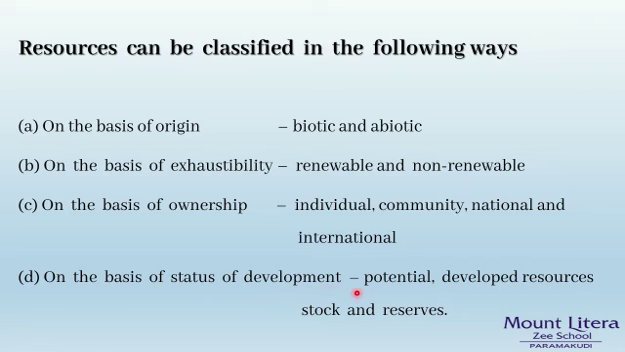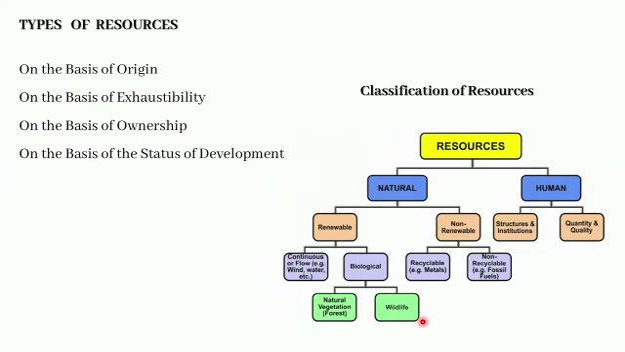Last one, on the basis of status of development. Potential resources means resources which are found in the region, but have not been utilized. Developed resources means resources which are surveyed, and their quality and quantity have been determined for utilization. Stock resource. For example, water is a compound of two inflammable gases, hydrogen and oxygen, which can be used as a rich source of energy. But we do not have the required technology to do that, so it's called a stock resource. Reserve resource means these can be used for meeting future requirements.